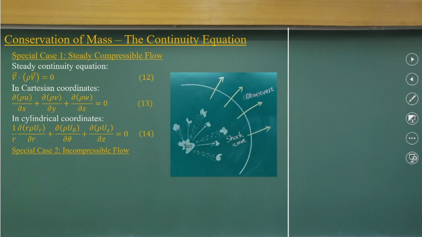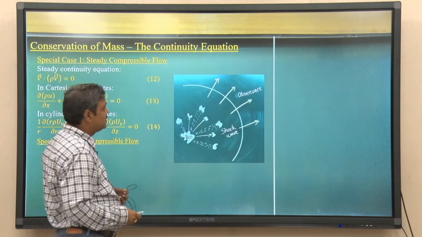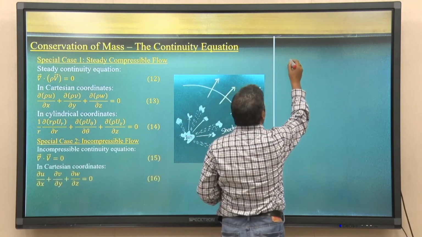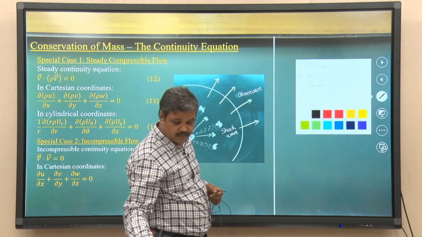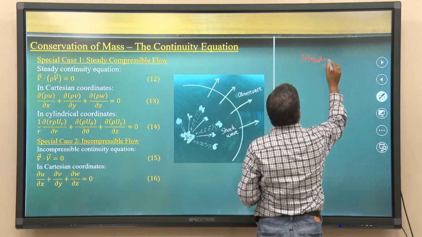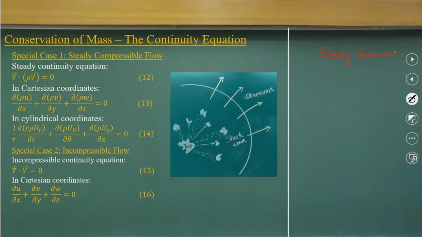Now, I will have some case studies. For example, consider the case of a steady compressible flow. As it is a steady problem, all these time derivative components will be 0, because nothing changes with time. The velocity field and the density field do not change with time. Under that condition, any partial derivative with respect to time gives us 0.